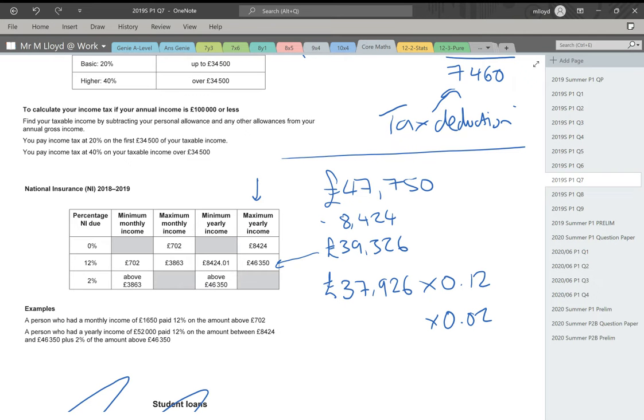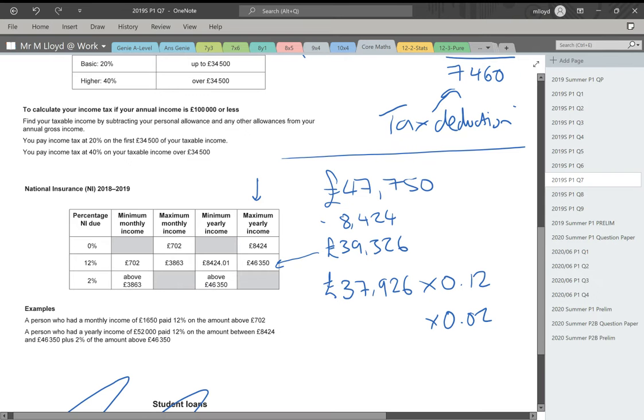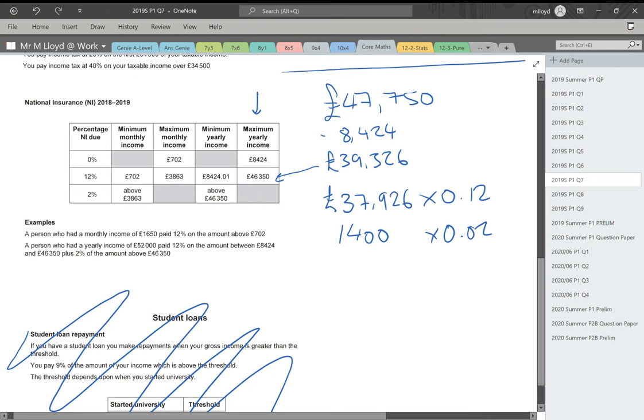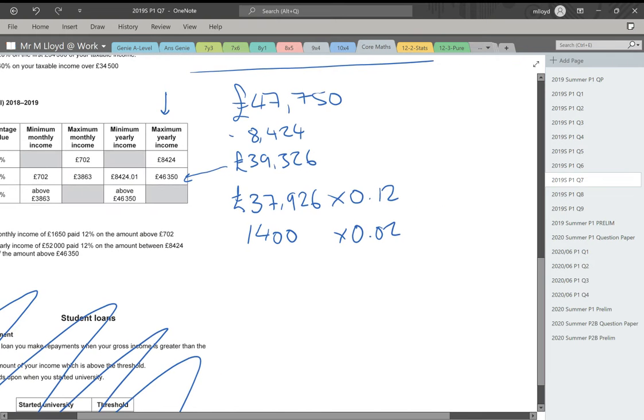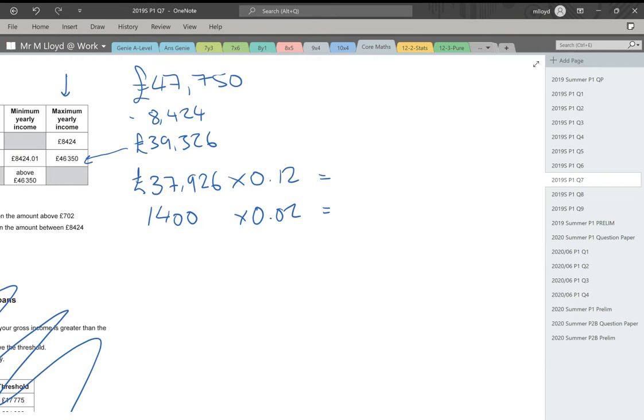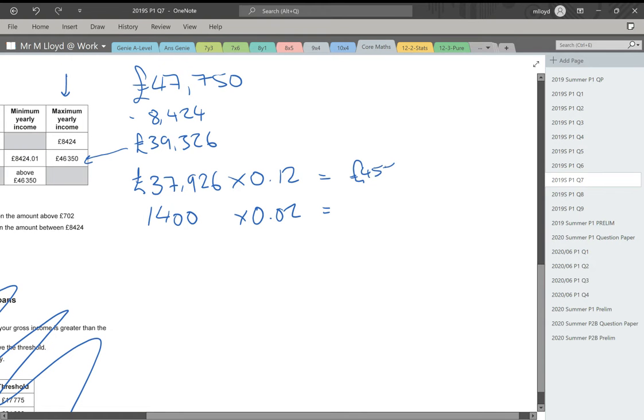I need to work out the difference. 39,326 take away 37,926, which gives me 1,400 that's coming into here. I recognize that number from somewhere. Yeah, interesting. You go above a tax bracket, you also jump into a new national insurance bracket. Coincidence? Probably. 37,926 multiplied by 0.12 gives us £4,551.12. And then the next bit, 1,400 times by 0.02, £28.